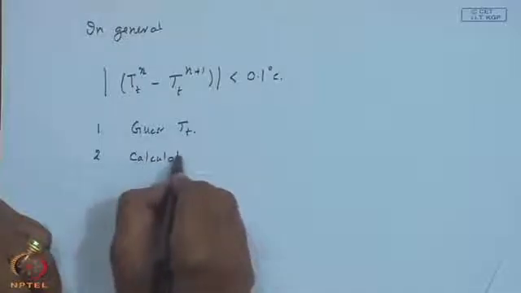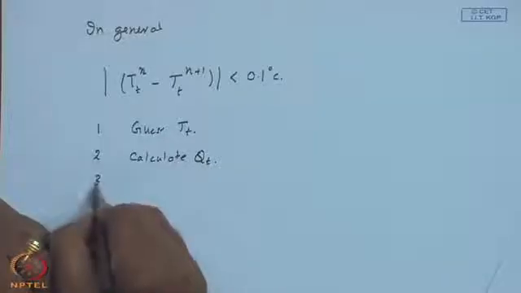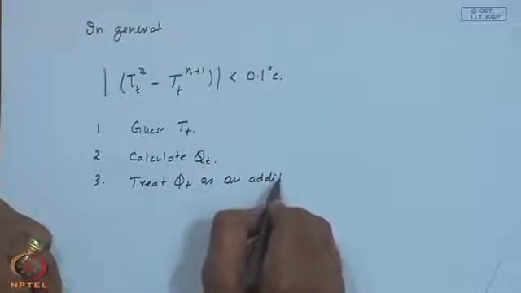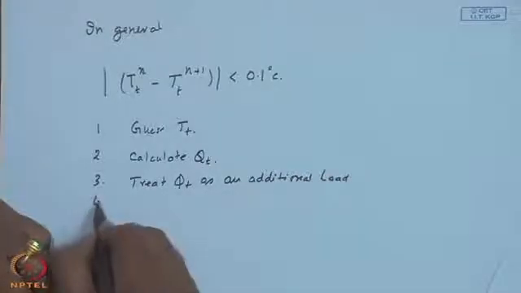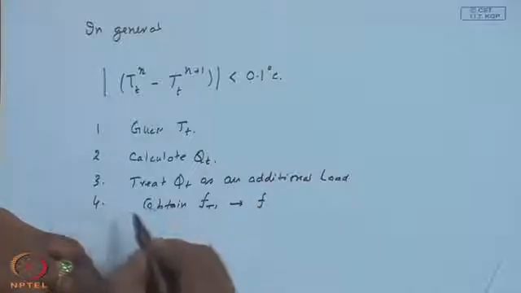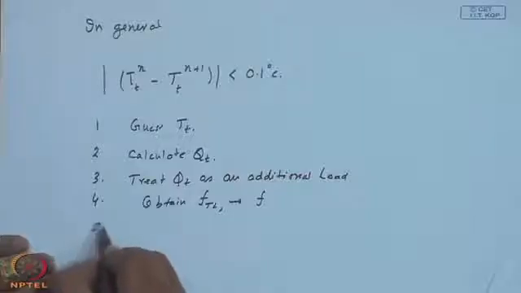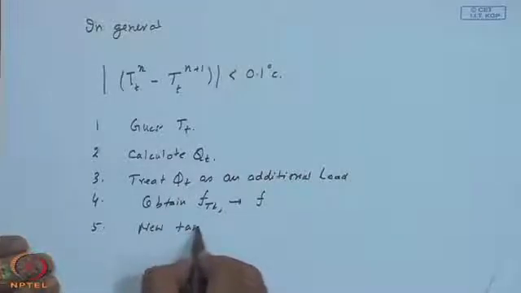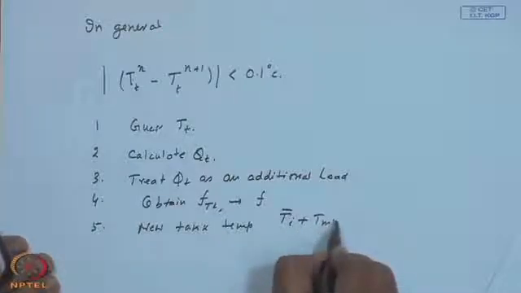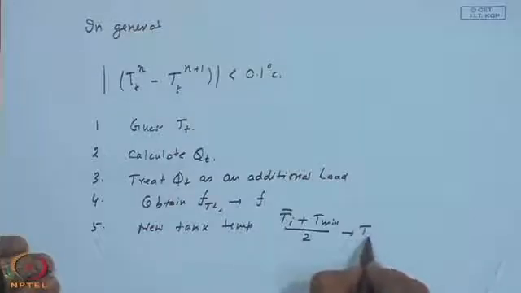So, let me quickly go through this again, step by step. 1, guess T tank. 2, calculate Q tank. 3, treat Q tank as an additional load. 4, obtain F T L inclusive of the tank losses, from which you can calculate F solar in meeting the load on the system, and 5, the new tank temperature is T I bar plus T minimum by 2, which may be your T tank 2.